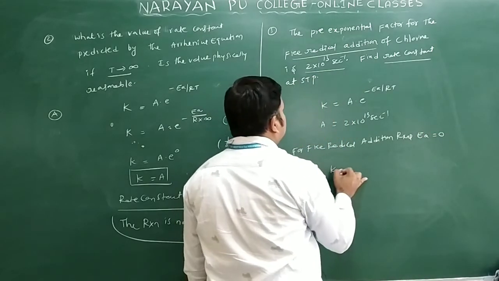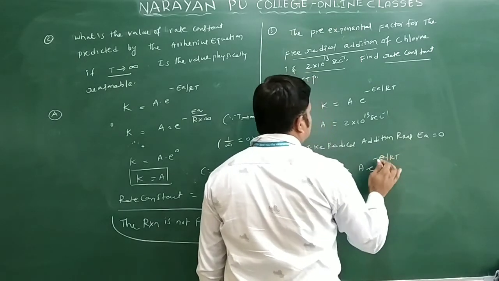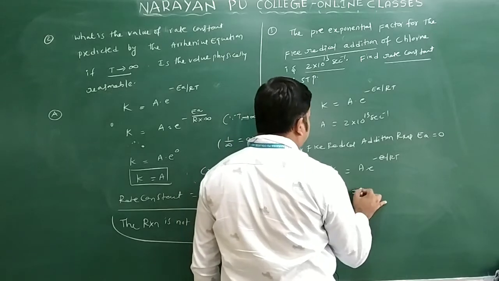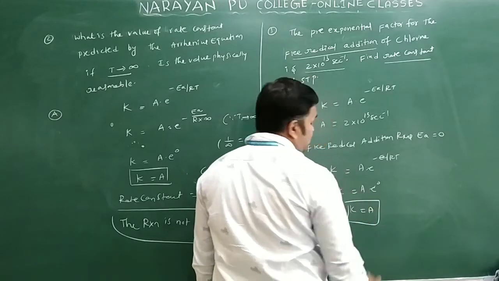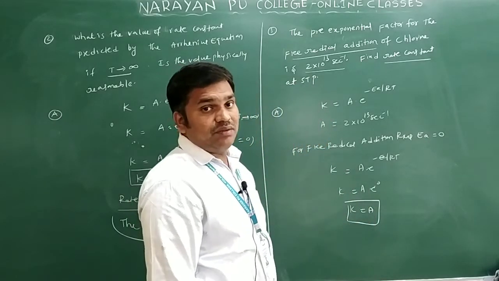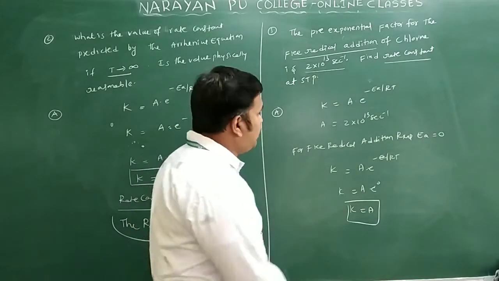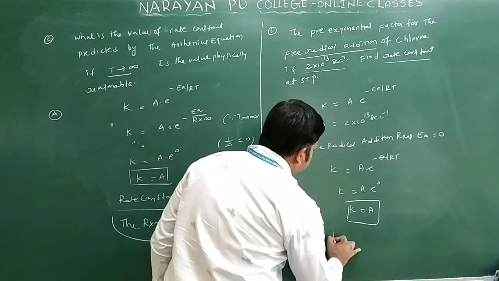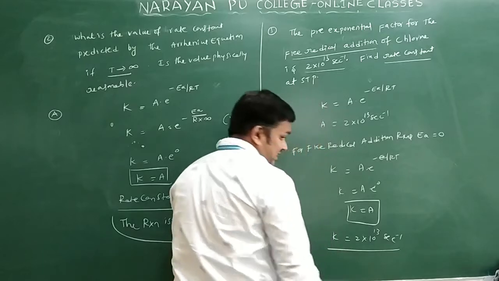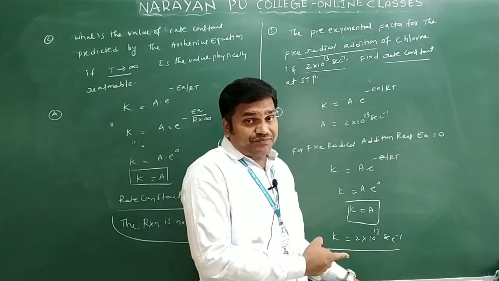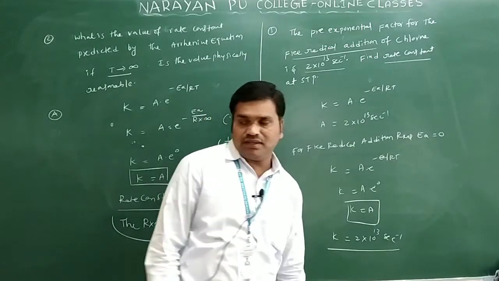Now what you will get here? K is equal to A into e power minus EA by RT, then e power 0. So K is equal to A into e power 0. From this, K is equal to A. Clear? Because the activation energy is already 0. What is the value of A here? A is equal to 2 into 10 power 13 second inverse. So K is also 2 into 10 power 13 second inverse. When is it possible? If the activation energy is 0. Activation energy 0 means the reaction is not feasible.